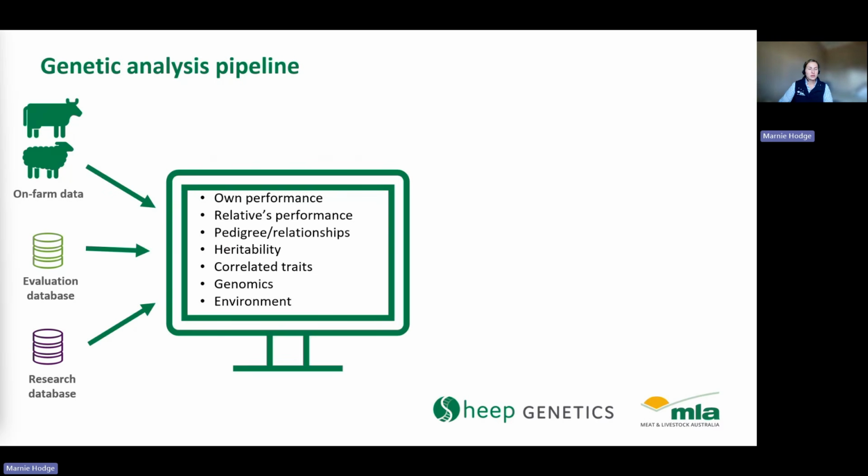Any relationship information, so looking at the sire and dam in pedigree and filling that back pedigree as far as we can. We then look at individual trait heritabilities as well as genetic correlations between traits. We also utilize genomic relationship information and also account for environmental information in the analysis as well.